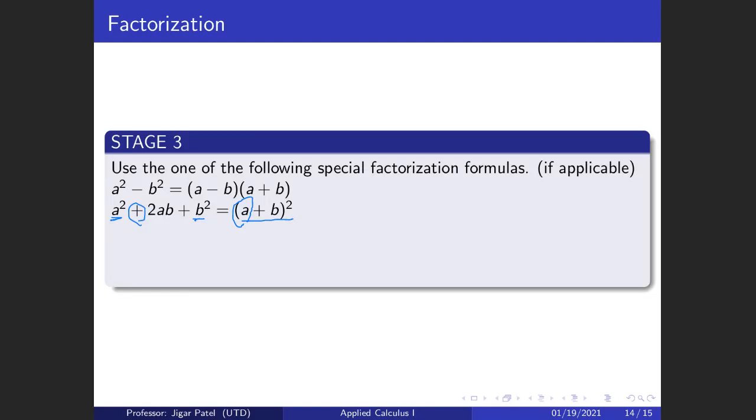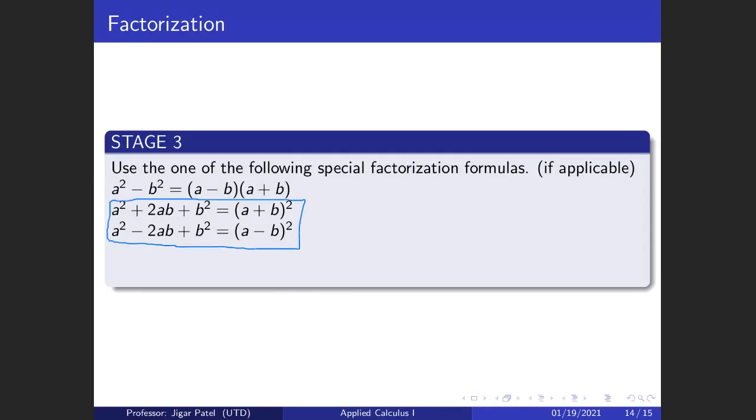And the trinomial has to be in this format, a square plus 2ab plus b square. There is one more formula that is a perfect square formula. If you have a square minus 2ab plus b square, its factorization would be (a minus b) the whole square. All right. So again, these are two formulas that are called perfect square formulas.